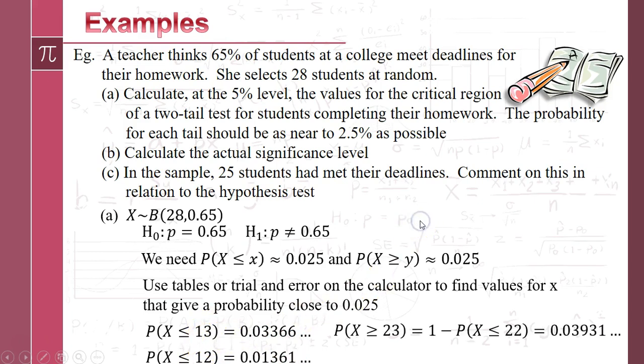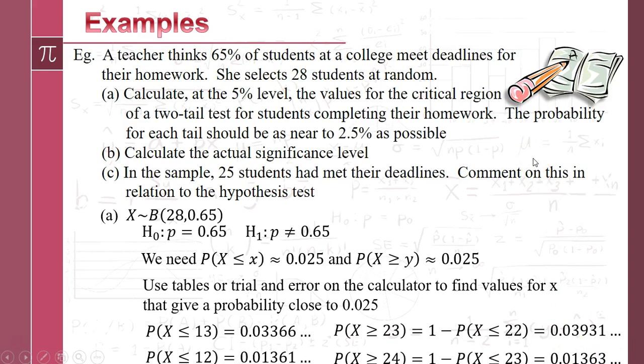And at the upper end, this is where I've got to start doing some 1 minuses. So for x greater than or equal to 23, we want x less than or equal to 22, which gives us that figure, nearly 4%. And so I need to go closer to the tail, so I need to go up one from there. So x greater than or equal to 24, which is 1 minus the probability x less than or equal to 23, which gives us this 0.13 figure.